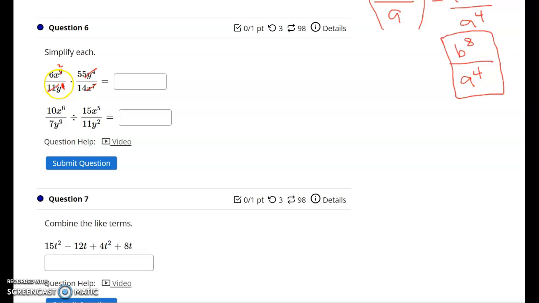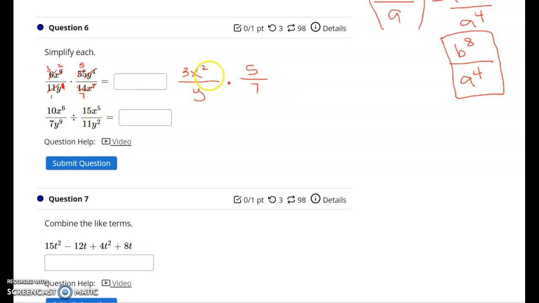I can see right away I've got 11 with just a 1 left. That's beautiful. So 11 divided by 11 is 1. 55 divided by 11 is 5. 6, that's not quite as nice, but still good. We can divide by 3. So now we're going to have 3x squared on top over just y on the bottom times just 5 in the numerator of the next one. And oops, I didn't cancel that out. That will be 7 times 7.